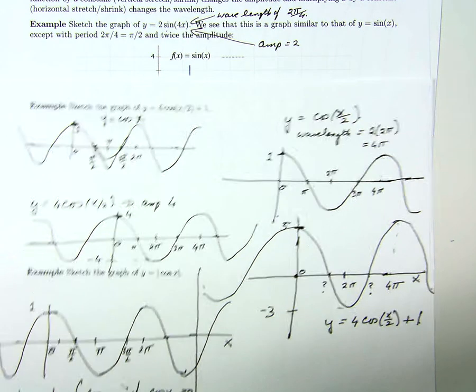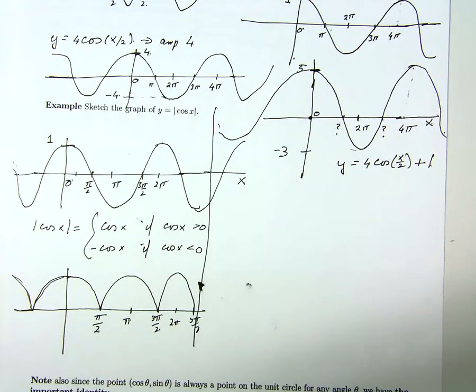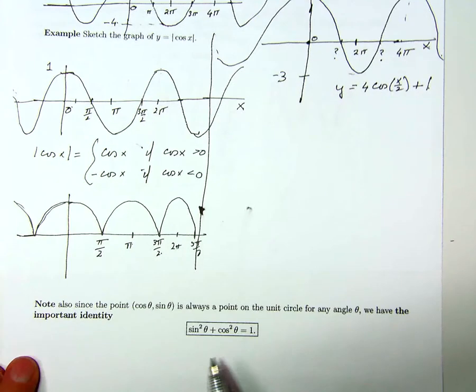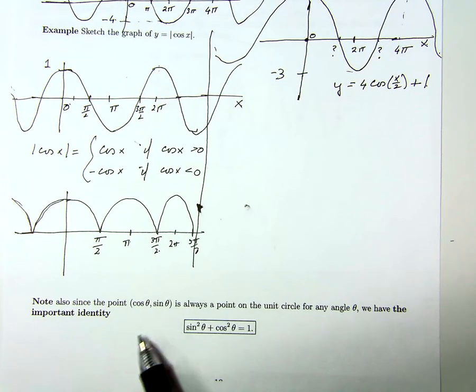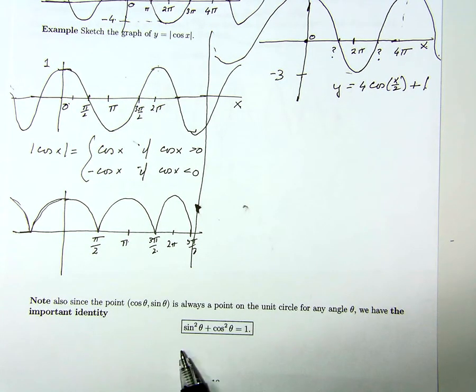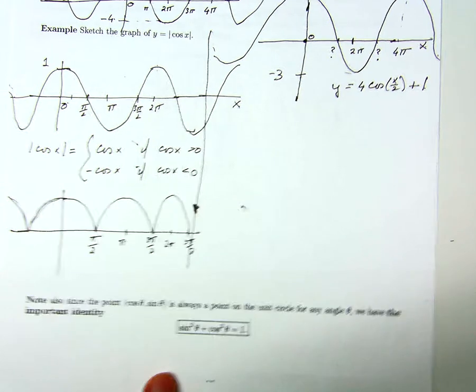The last thing I want to note about sine and cosine is that if theta is any angle, then cosine and sine are the coordinates of a point on the unit circle. So therefore, no matter what theta is, we always have this relationship: sine squared of theta plus cosine squared of theta equals 1. And this is a very important identity which will be used throughout calculus.